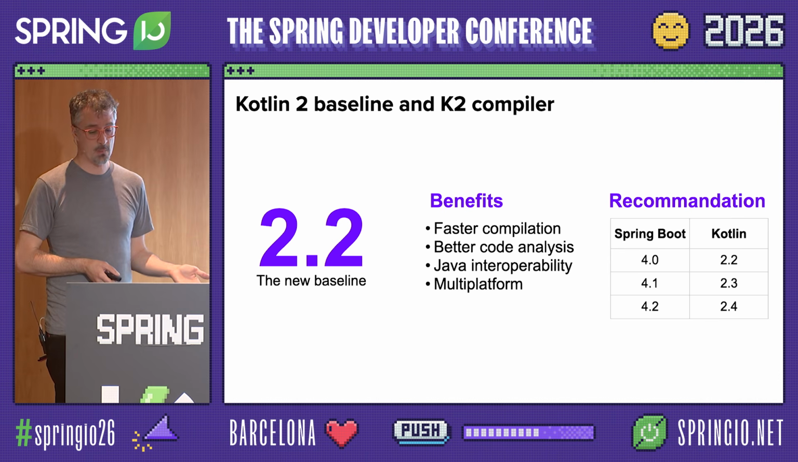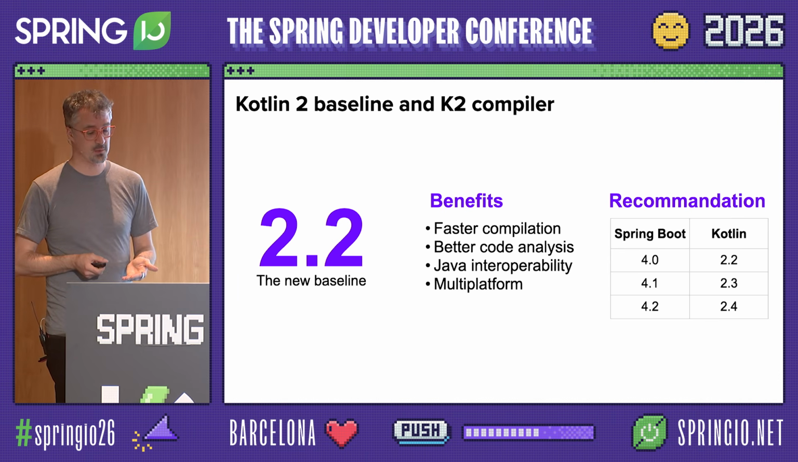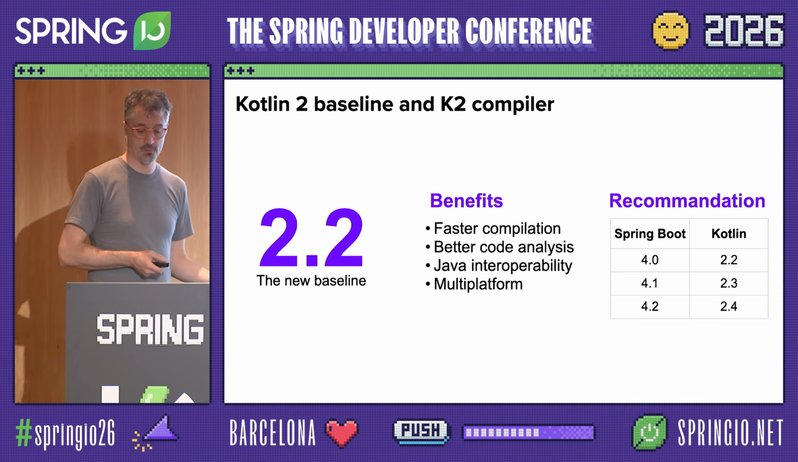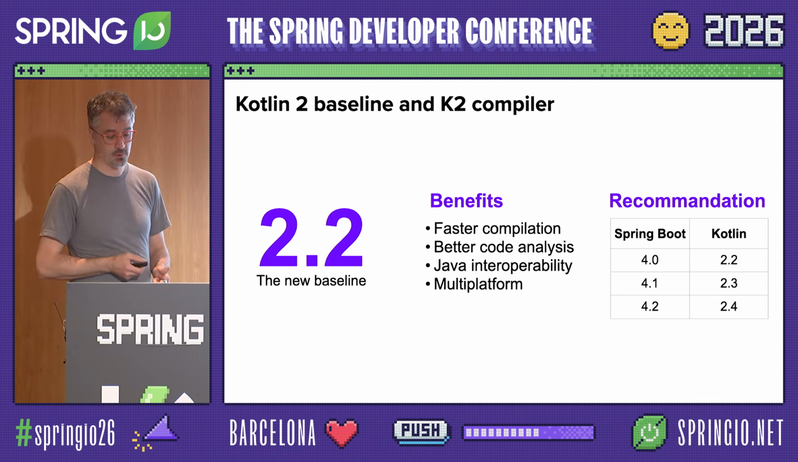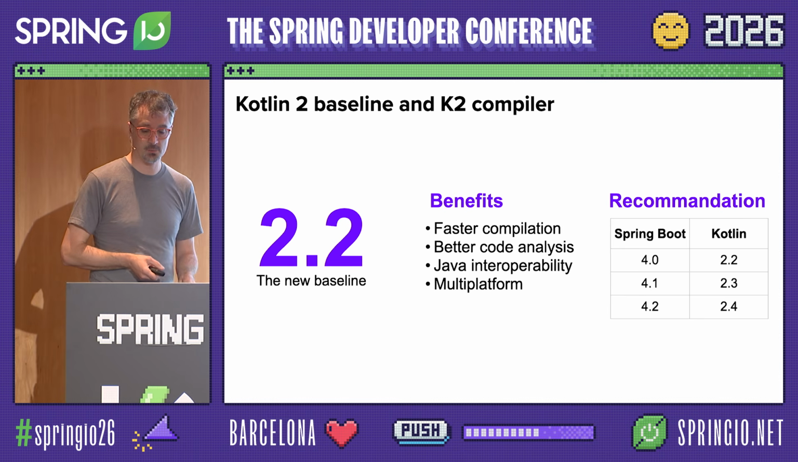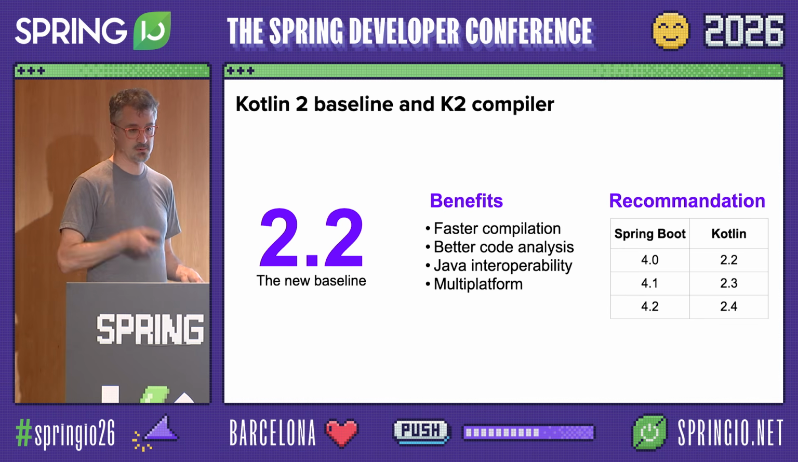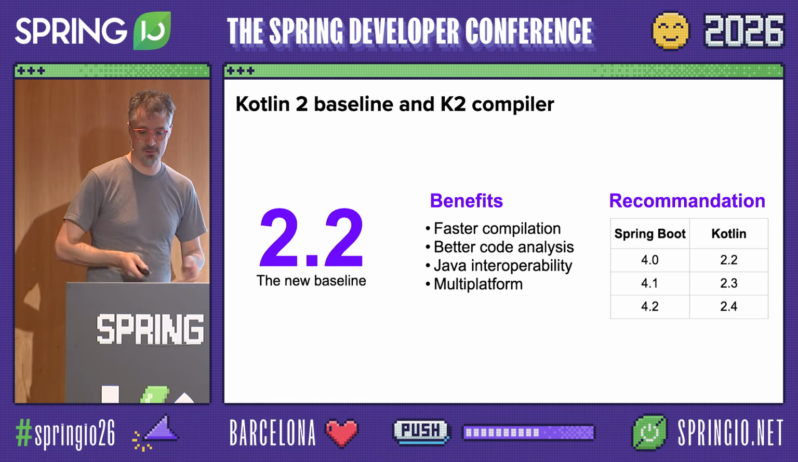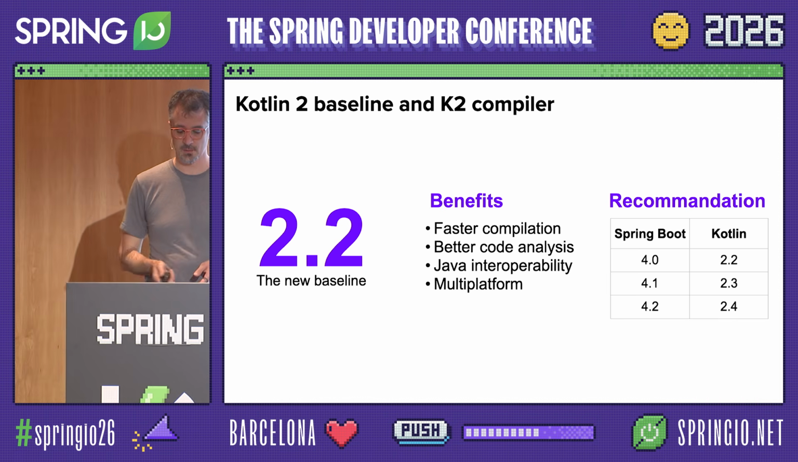So the recommendation in terms of version, and this is the default version used by Spring Boot: Spring Boot 4.0 uses Kotlin 2.2, Spring Boot 4.1 uses Kotlin 2.3, and the upcoming Spring Boot 4.2, which will be released in November 2026, you should use Kotlin 2.4, and this is the default version used in the dependency management.